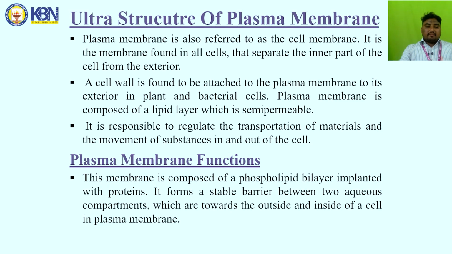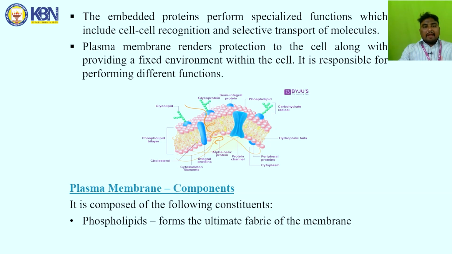In the plasma membrane, the integral proteins perform specialized functions which include cell recognition and selective transport of molecules. Plasma membrane renders protection to the cell along with providing a fixed environment within the cell. It is responsible for performing different functions. Plasma membrane components. It is composed of the following constituents.